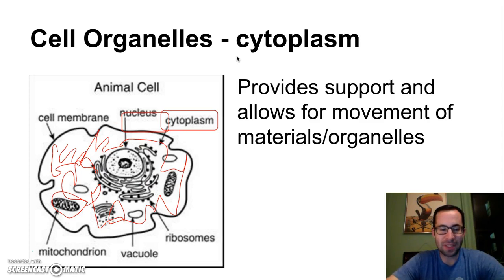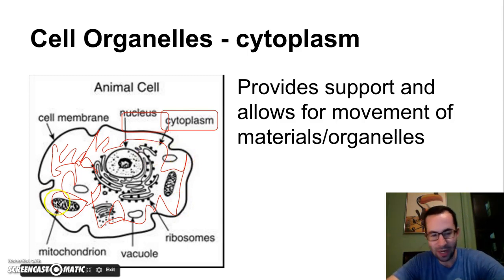Next, we got the cytoplasm. The cytoplasm has a really important role. It's not really an organelle, but it's a substance that's like jelly inside of the cell. All this squiggly red stuff, I'm trying to show you all these white, this whole fluid inside the cell is the cytoplasm. And that provides support for the cell and also allows things to move around inside.